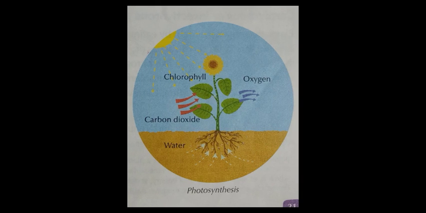Plants obtain nutrients from the soil. Over time, these nutrients run out and need to be replaced. This is why gardeners add manures and fertilizers to the soil.